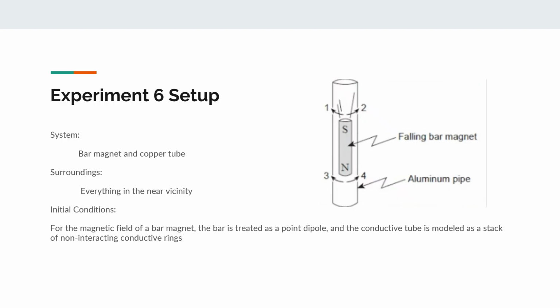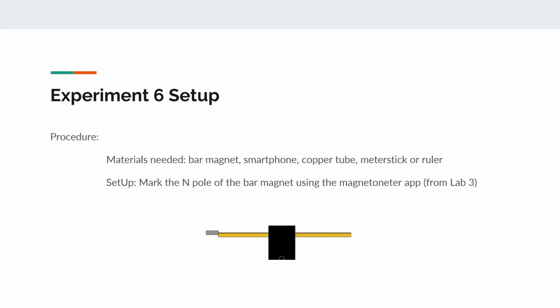conductive rings. For the procedure, some materials needed are a bar magnet, a smartphone, the copper tube, and a meter sticker ruler. The setup involves marking the north pole of the bar magnet using the magnetometer app from Lab 3.